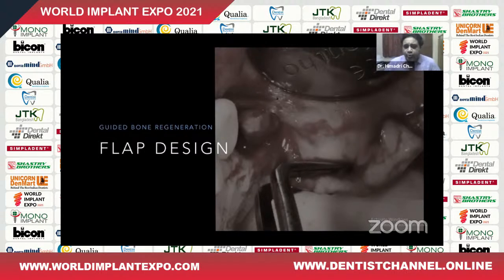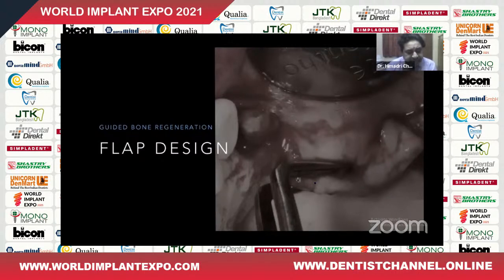Now, what I have tried to show with this is that we are trying to mobilize the flap, because remember, whenever we are going to have these kinds of procedures, we need to mobilize the flap enough so that, if we are doing a buccal flap, it should go almost 3 to 4 millimeter, even 5 millimeters into the palatal side, so that when you augment the bone, the flap doesn't get short and the flap gets a passive closure. Okay, so for that, we need to probably find any one of the techniques.